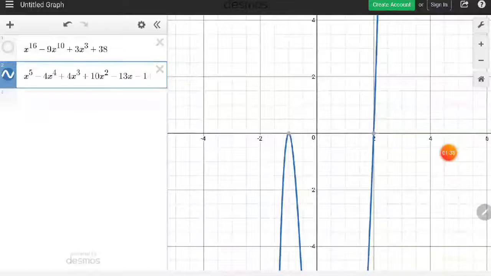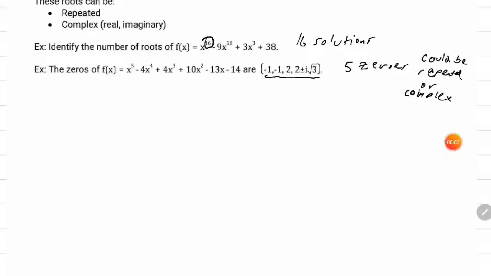So what we're going to do is go back and do it the normal way. We looked at our graph, and we know that negative 1 and positive 2 are roots. So let's first find our p's and q's. Remember, p is the factors of our constant, negative 14. So that is plus or minus 1, plus or minus 2, plus or minus 7, and plus or minus 14. And then q is plus or minus 1, which is our leading coefficient.